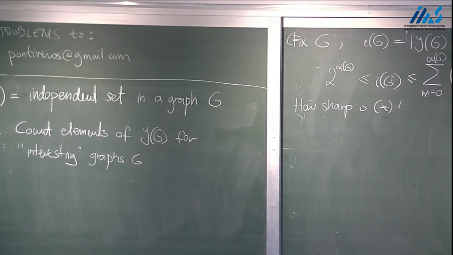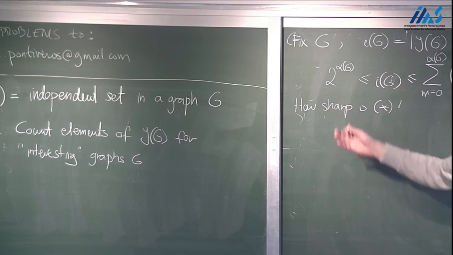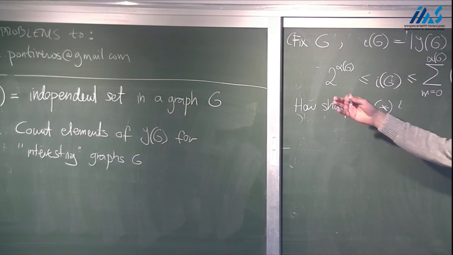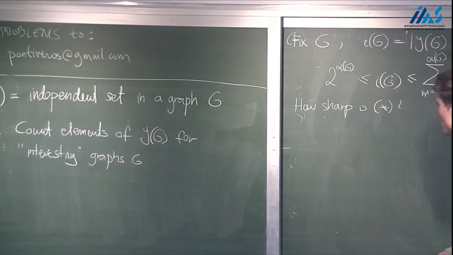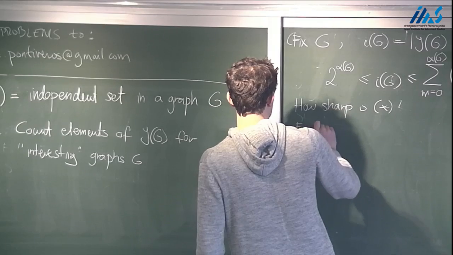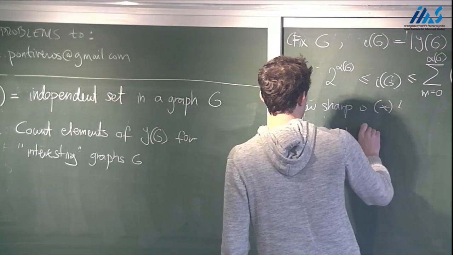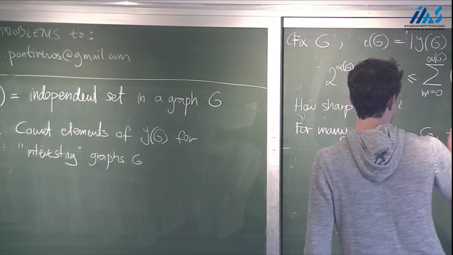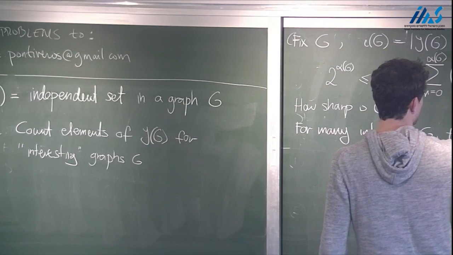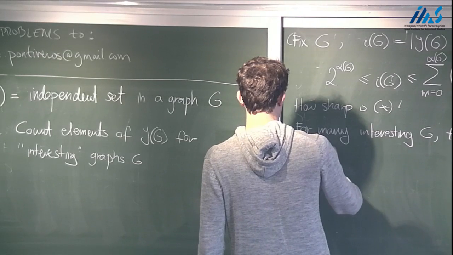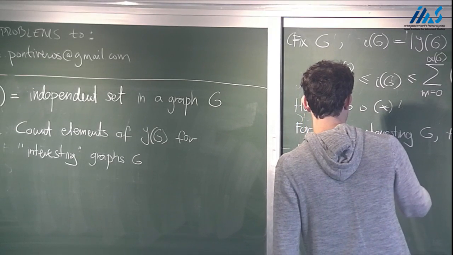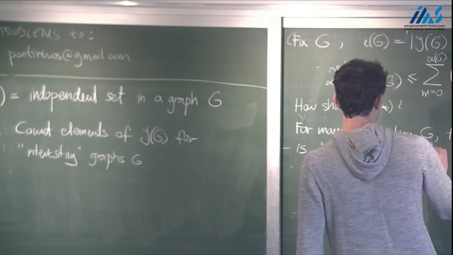But it turns out that actually for many interesting graphs that we study, the lower bound is much closer to the truth. And today I'm going to give sufficient conditions for a graph for which I of G is not much larger than the lower bound. So let's say for many interesting G, the lower bound in star is sharp, and today we develop tools to prove it.